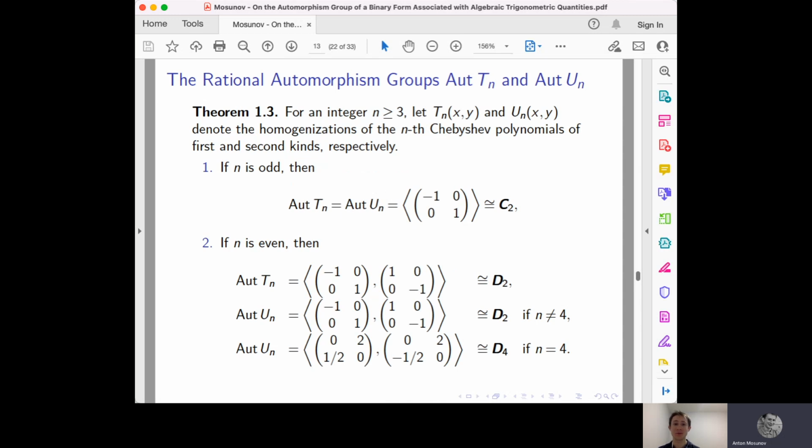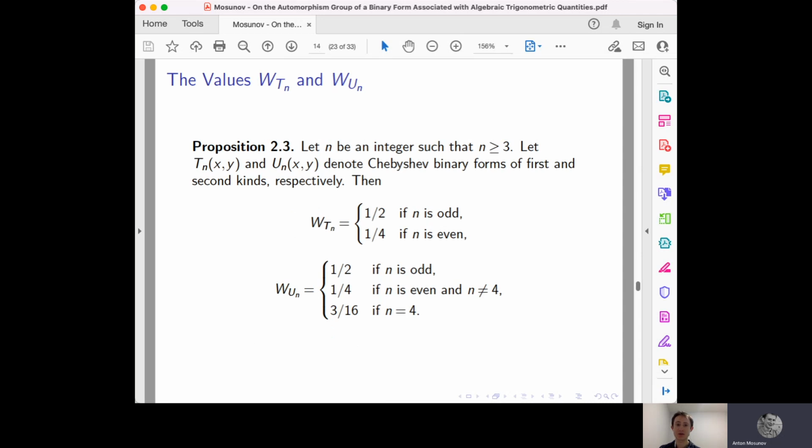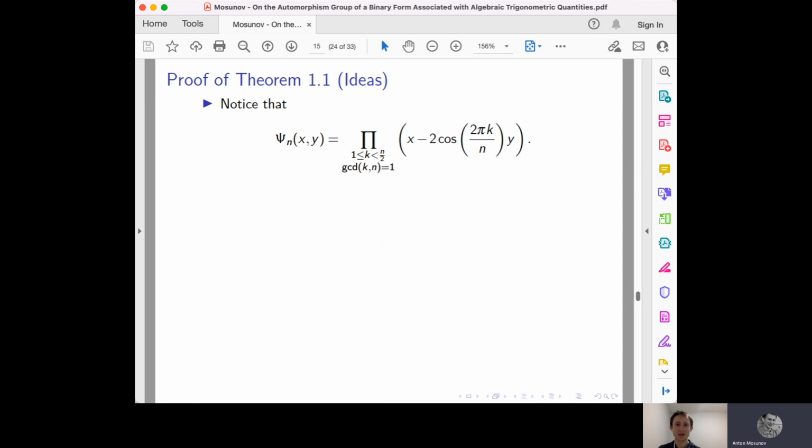So here's the statement of theorem 1.3, where we find automorphism groups of Chebyshev binary forms. The most interesting case, as I mentioned before, is the case of the automorphism group of U sub n when n is equal to 4. In this situation, some matrices in our automorphism group actually have non-integer coefficients. Of course, we find the associated quantity W as well.